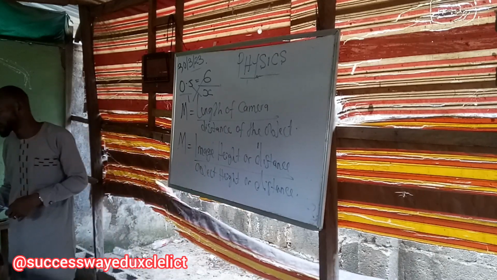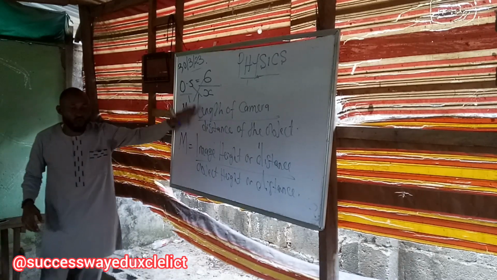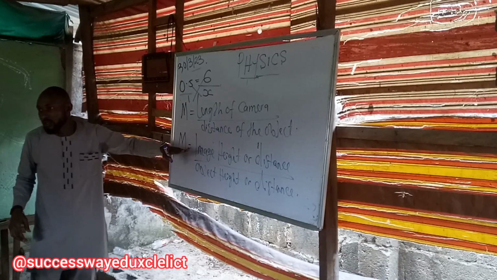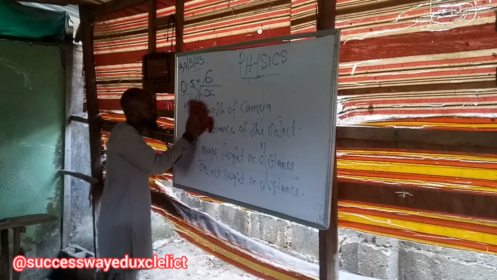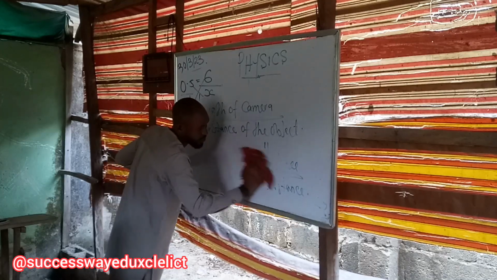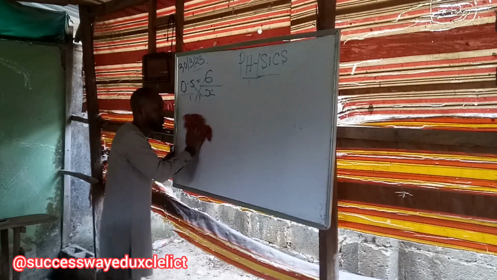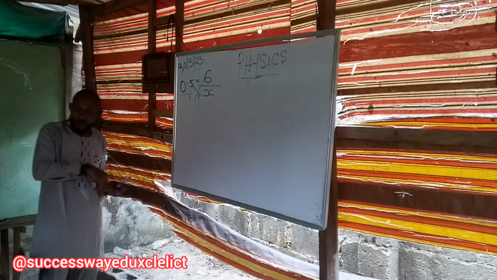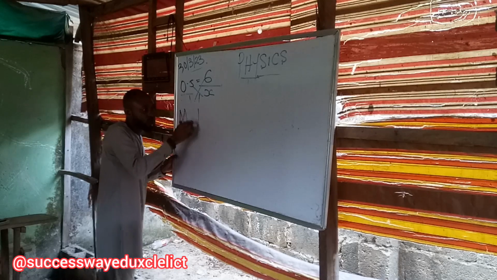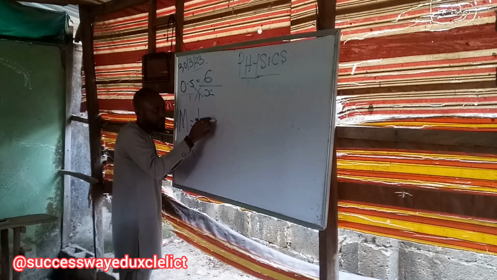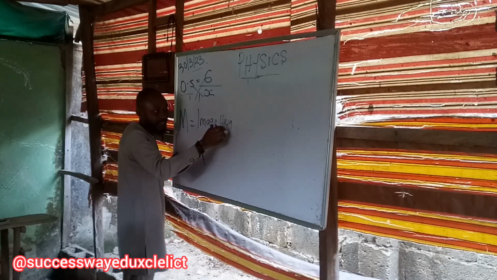If you don't use that method, you can combine these two formulas here to give you 1. You can combine it and substitute directly. This is it here. We still have same answer. I decided to do the first one, then we'll come back here. Magnification is equals to image height. You can either call it height or distance.